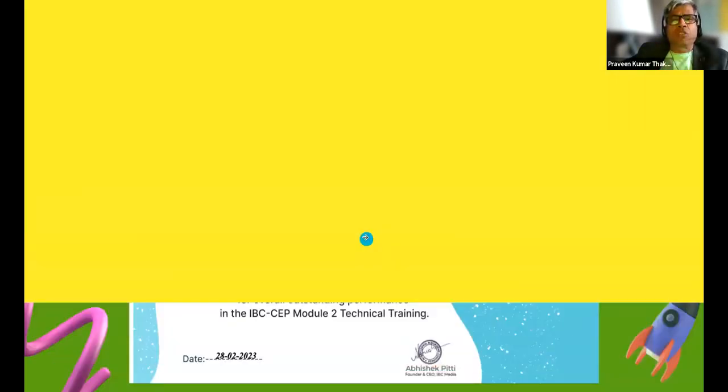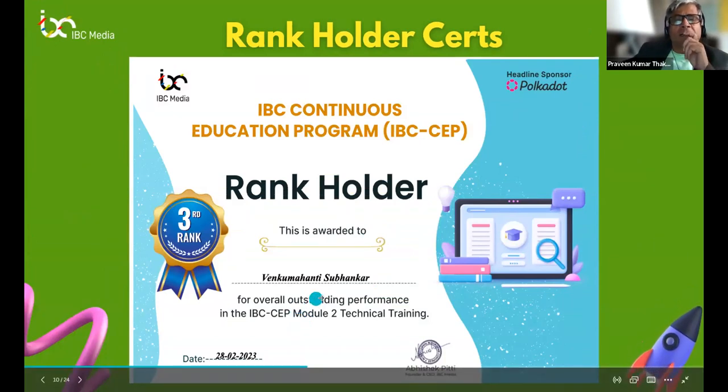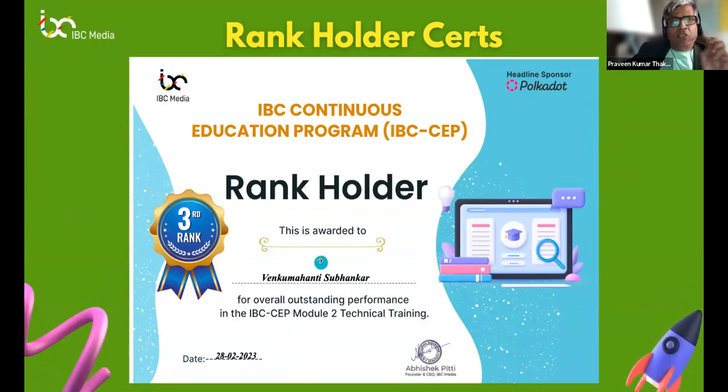Let me go to the next person, Subhankar Venkat Mahanti. Again, as I said earlier, this was not easy, and we had people sweat through this process. I definitely want to recognize the attention and commitment that you have shown. Many congratulations, Subhankar, for your achievement. Do we have Subhankar? Yes, sir, we do. Subhankar, please go ahead and share your experience of module 2 in brief.